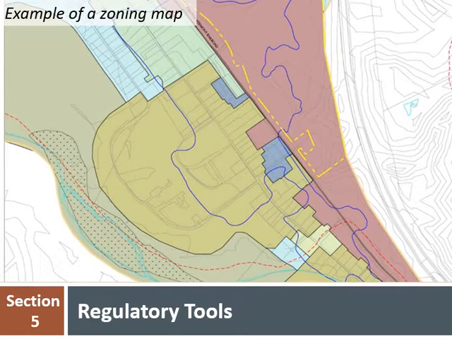Section 5, Regulatory Tools. This is Part A of Section 5. So we just talked about a set of non-regulatory strategies. These are ones that don't involve adopting bylaws or ordinances. Another strategy for guiding what happens on the land is regulation.